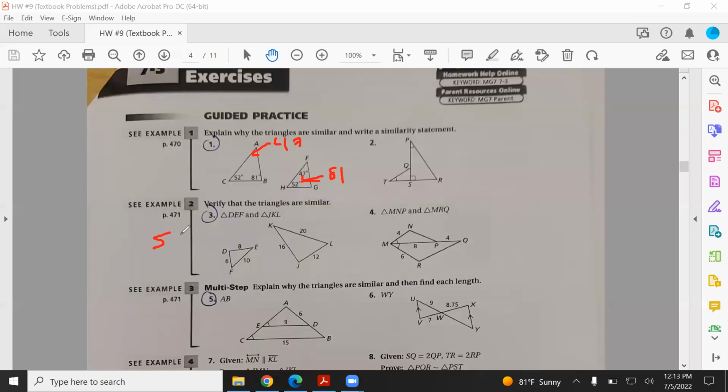Here you're doing side, side, side proportionality. You compare 6 to 12, 8 to 16, 10 to 20, not that hard. Here, you have 9 to 15.